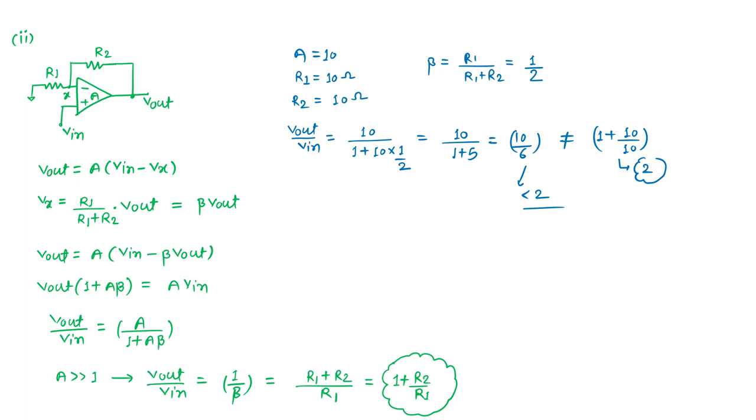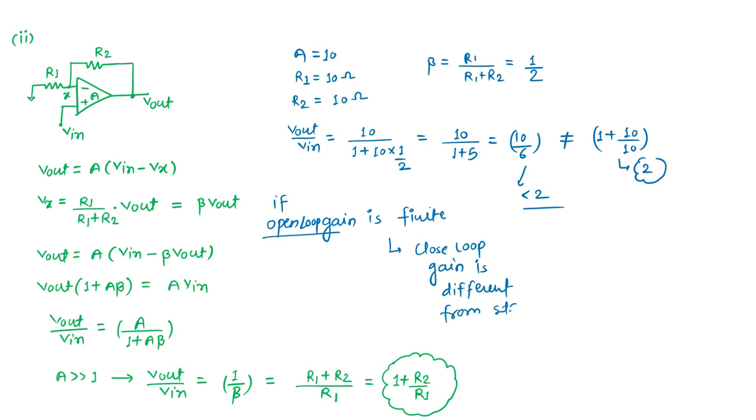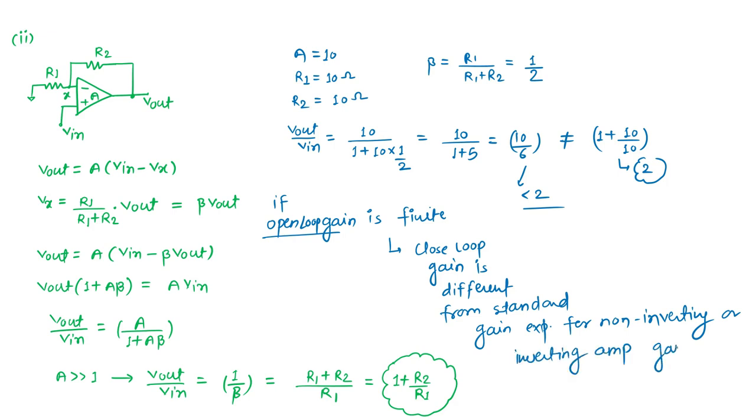Okay. So what we can say, when gain is finite, meaning open loop gain is finite, the closed loop gain is different from the standard gain expression for the non-inverting or inverting amp. Generally we see the gain expressions as minus R2 by R1 and 1 plus R2 by R1. So they are not matching with that.